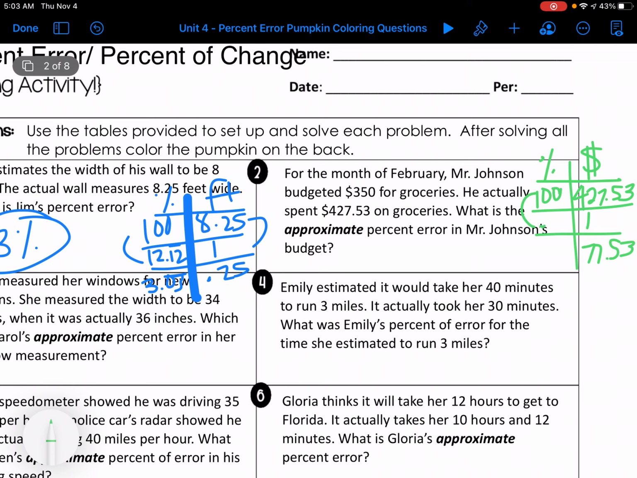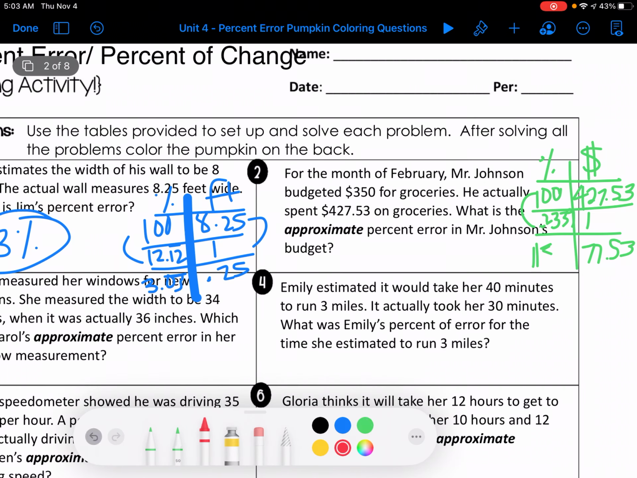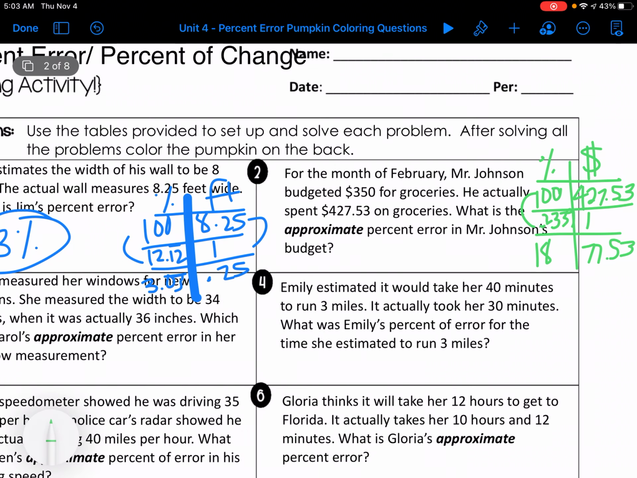And I get a crazy number, but I'm going to write down the first couple of digits. That's a 2. And then without clearing my calculator, I'm going to multiply by 77.53. And I get 8, I don't know what's going on. Oh, jeez Louise. 18.13. So if I round this to the tenths place, it's 18.1%.